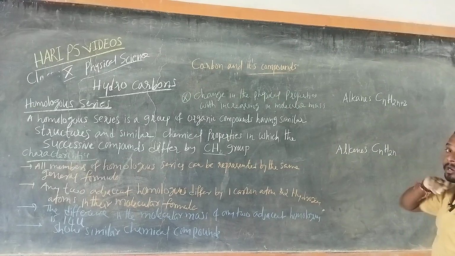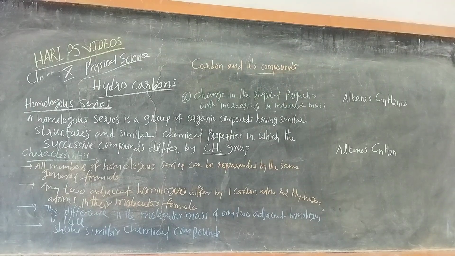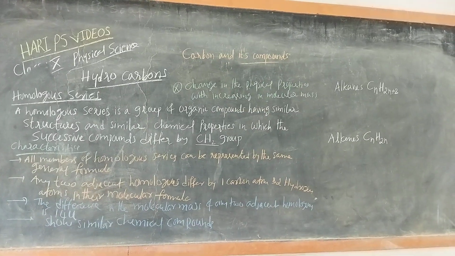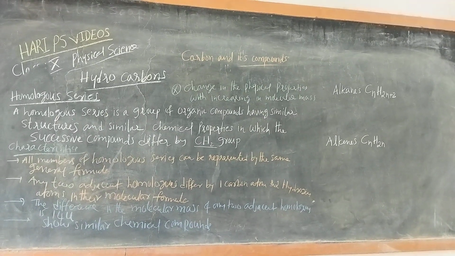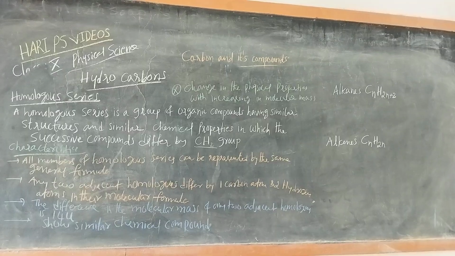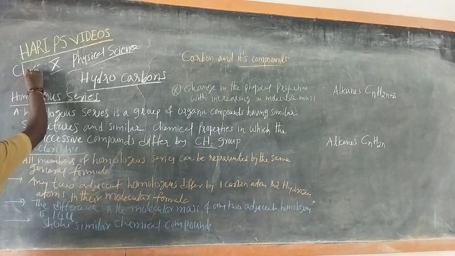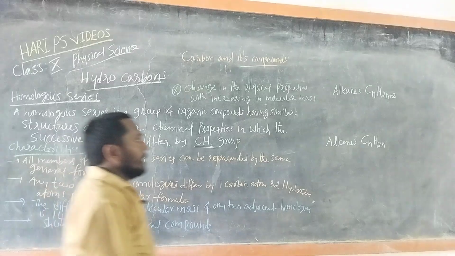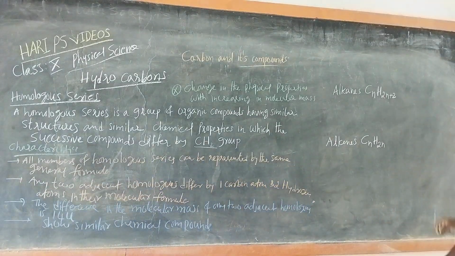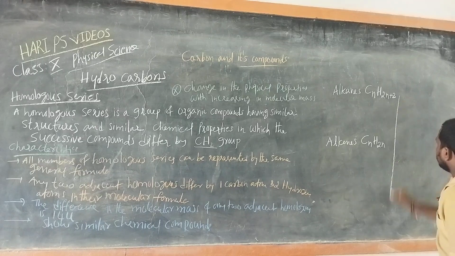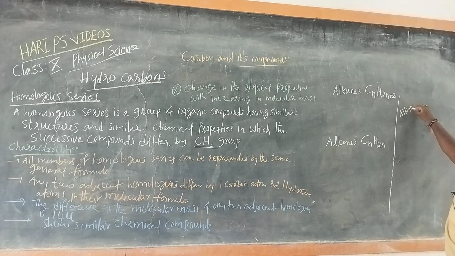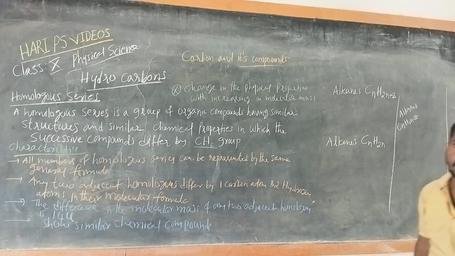Then the third one is alkynes. For alkynes the general formula is CnH2n-2. As yesterday we discussed all these things, right?